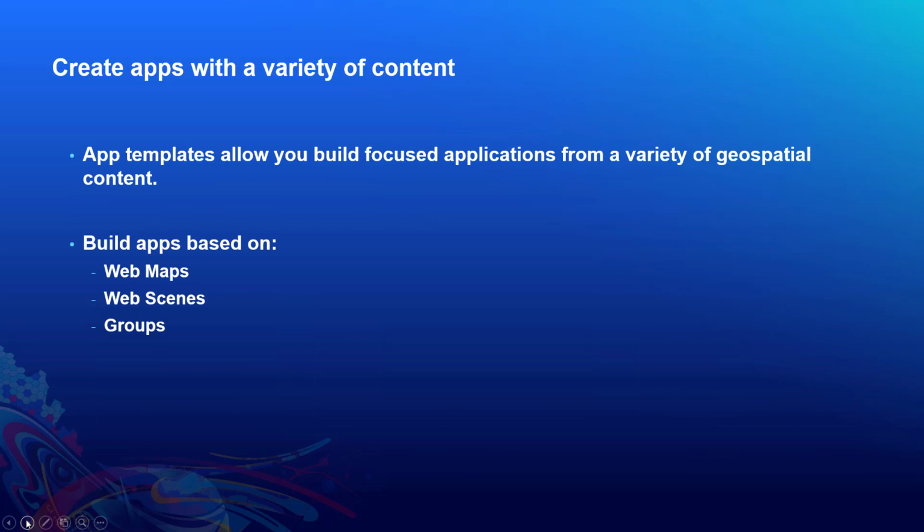Apps can be derived from a variety of geospatial content. There are a number of web map-based applications, ranging from apps that can highlight informative cartography to those which search for nearby locations. 3D apps can showcase scenes as well as add additional functionality to support a variety of workflows. And finally, group content can be published and shared in the group-based apps.